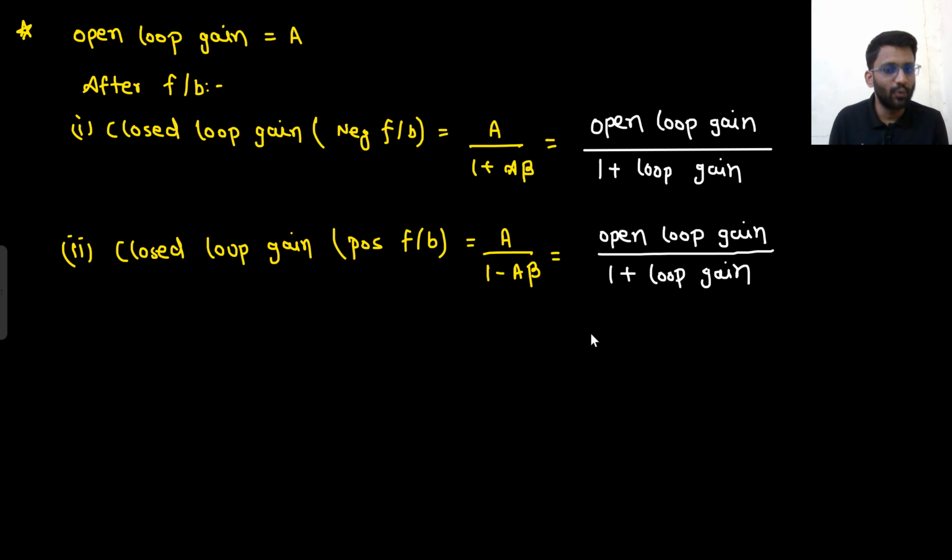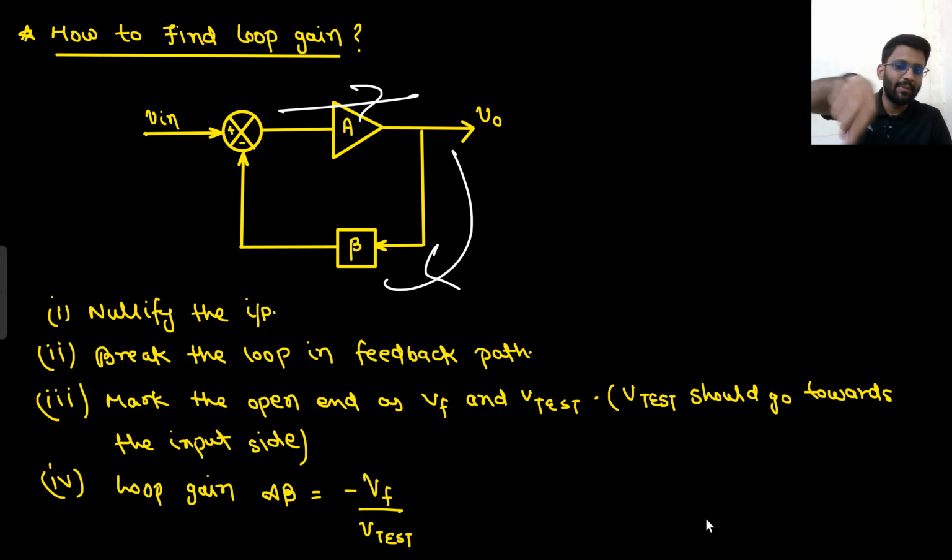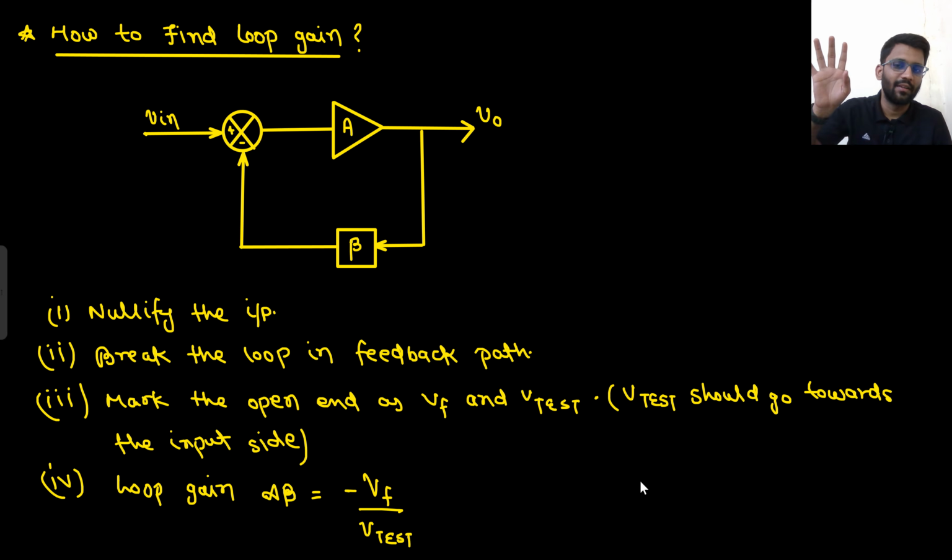Now the loop gain is minus A beta in this case and A beta in the other case. How to determine the loop gain? First thing is nullifying the input. Then you will break the loop. This is the forward path and this is the feedback path. From the feedback path you need to break the loop from somewhere. You can break it here or here, but generally I break it after the feedback factor.